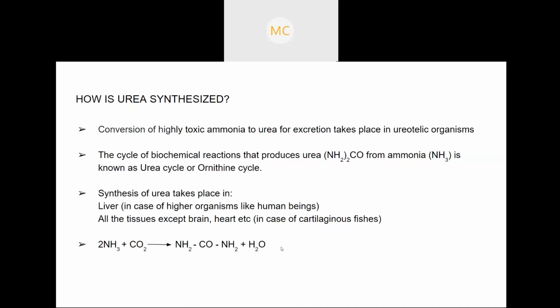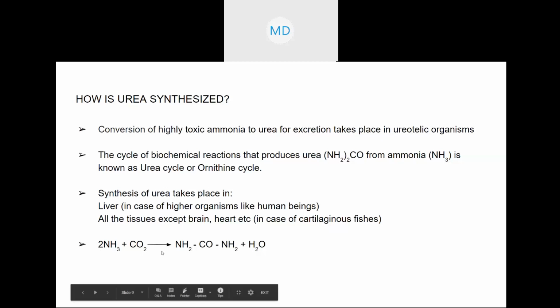Okay. So the urea cycle is a long process, but this is the overall reaction which takes place. Ammonia, whose formula is NH3, is made to react with carbon dioxide, CO2, and this becomes urea.